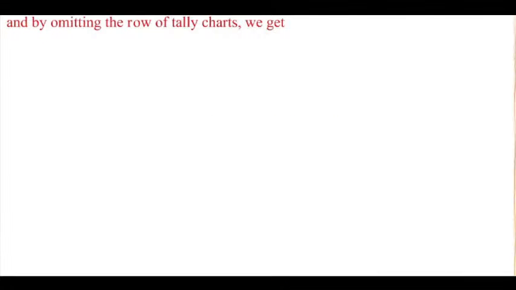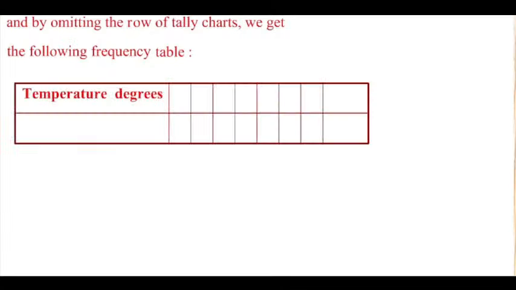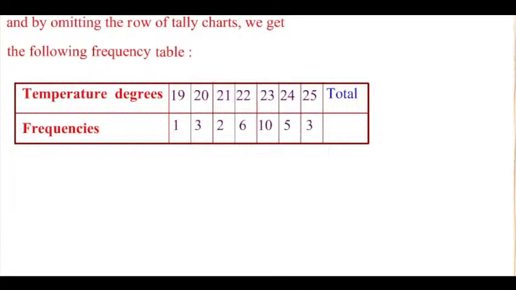And by omitting the row of the tally charts, we get the following frequency table. Temperature degrees: 19, 20, 21, 22, 23, 24, 25. And the total. Frequencies: 1, 3, 2, 6, 10, 5, 3.